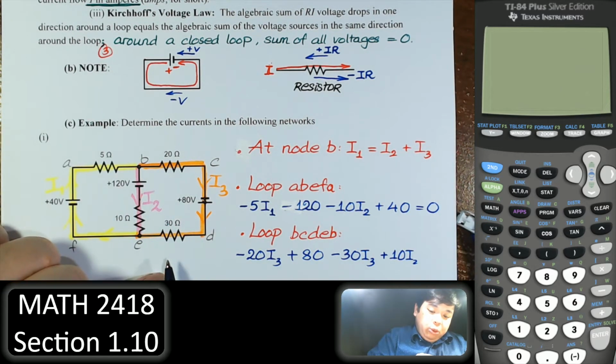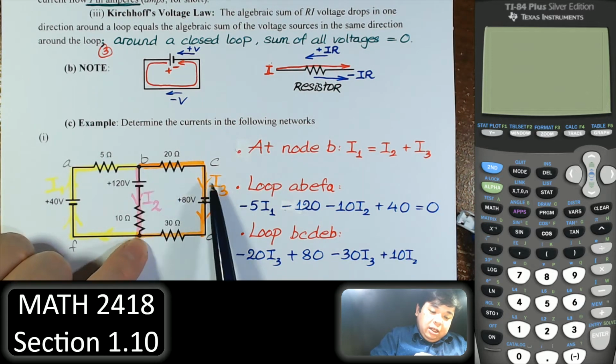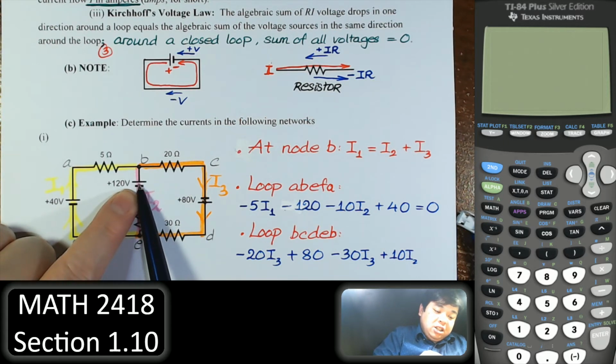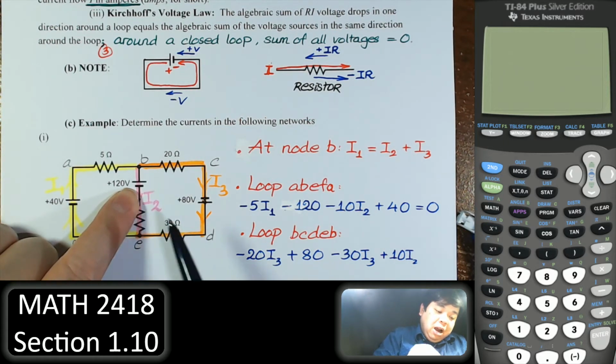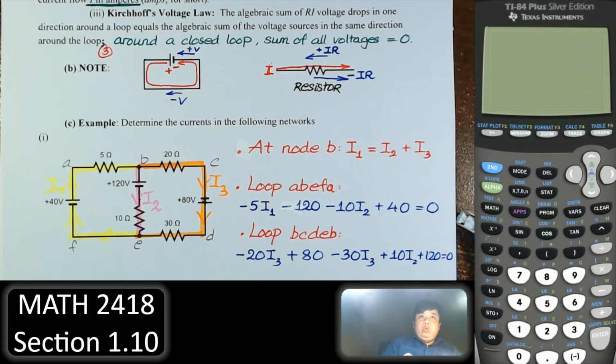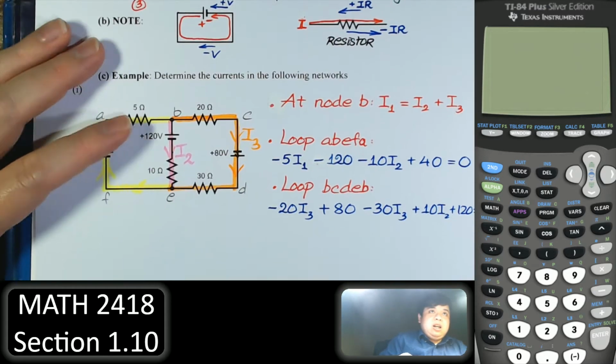Right, where we go B, C, and now we have plus 10 I2 because we go against the current. And now is this the same direction as the power source? So that's plus 120 equal to 0. Now we have 3 equations, which is good. Now move everything to one side and simplify.